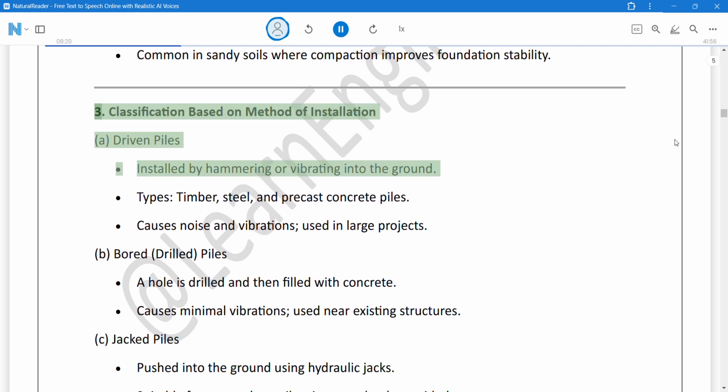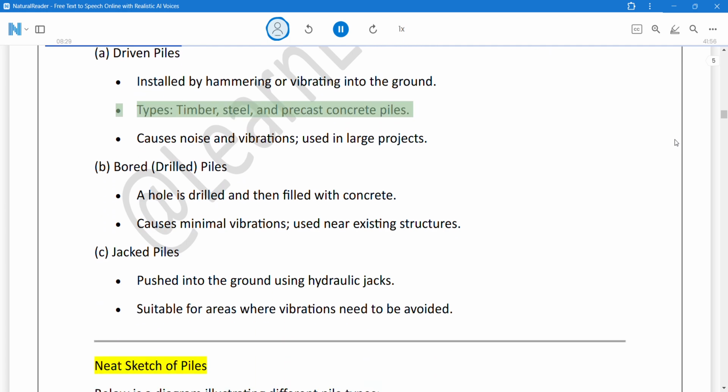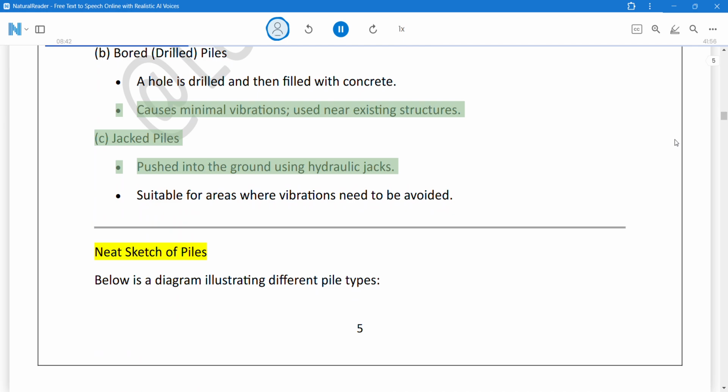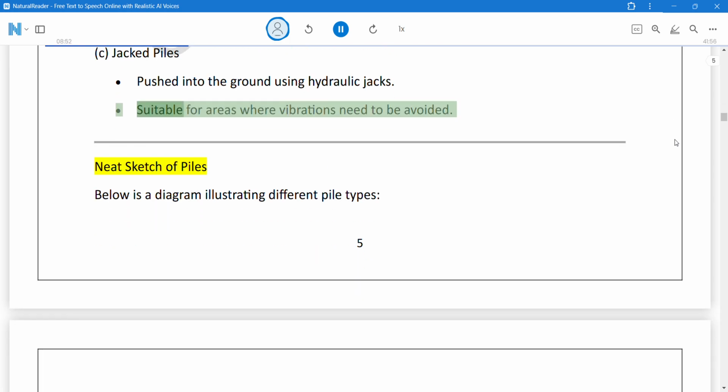3. Classification based on method of installation: driven piles installed by hammering or vibrating into the ground. Types: timber, steel, and precast concrete piles. Causes noise and vibrations, used in large projects. Bored piles: a hole is drilled and then filled with concrete. Causes minimal vibrations, used near existing structures. Jacked piles pushed into the ground using hydraulic jacks. Suitable for areas where vibrations need to be avoided.